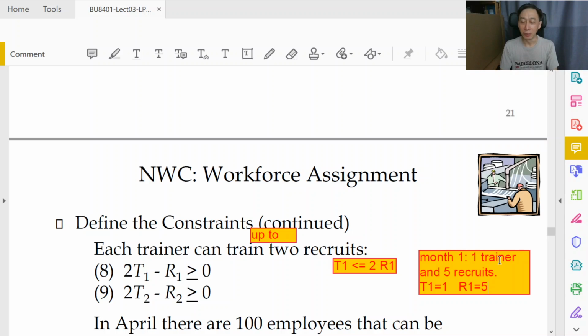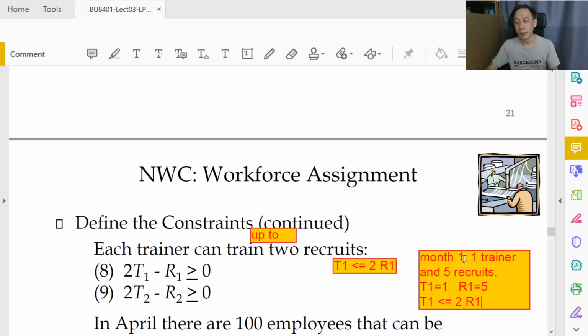And what does the solver see? Solver sees T1, is it less than or equal to 2 times 5? Is 1 less than or equal to 10? Solver says, yes, it satisfies what you need. So it is a feasible solution. And I'll present to you T1 equals 1, R1 equals 5 as optimal. But that's not correct, right? Because the company policy says one trainer cannot train more than two recruits, but you are assigning me 5 recruits. So it's not acceptable, not feasible.